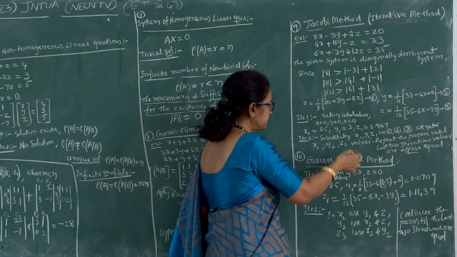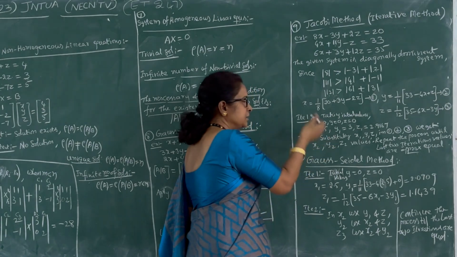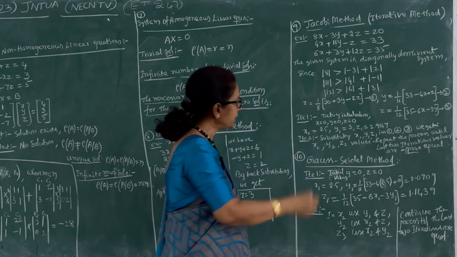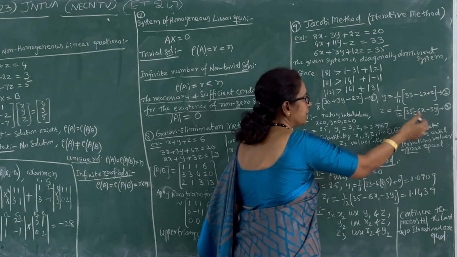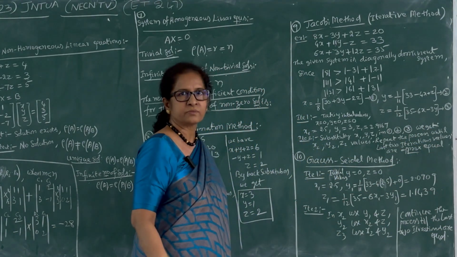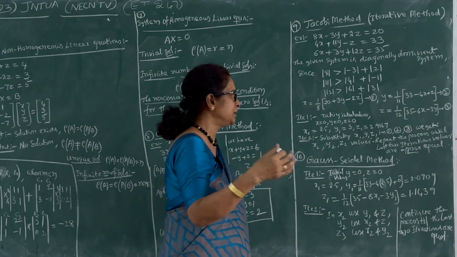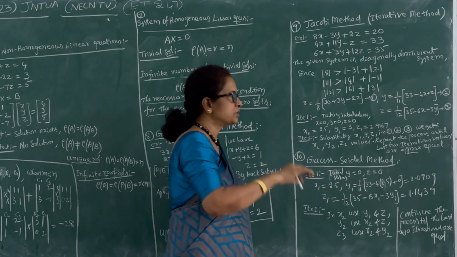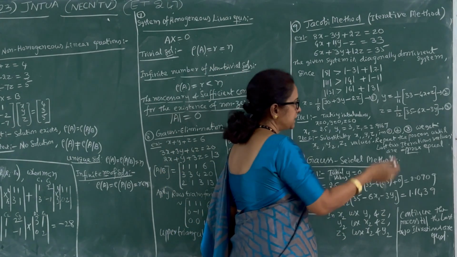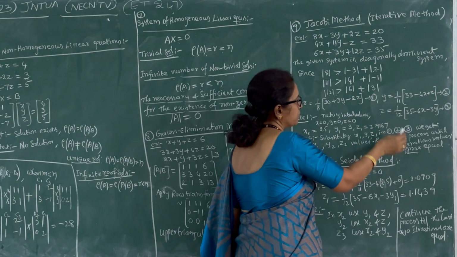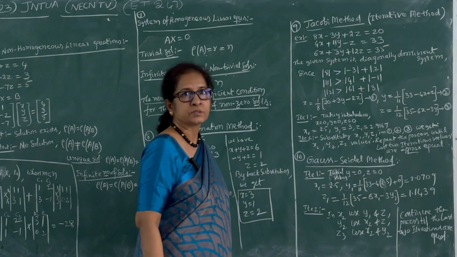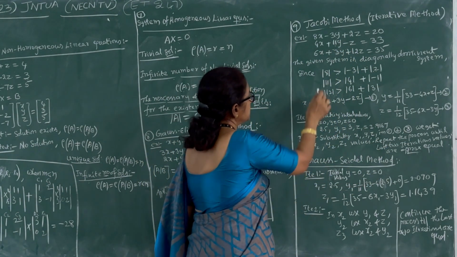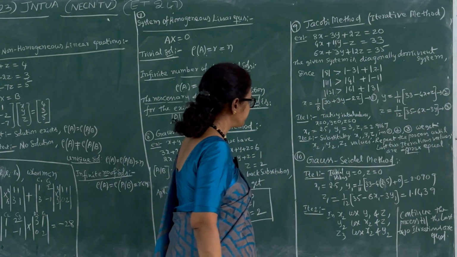In iteration 3, we are using iteration 2 values. Like this, we are repeating the process until the last two iterations' values are approximately equal. Then we stop our iterations. That is the final answer, the approximate solution to the given system of equations. This is about Jacobi method.